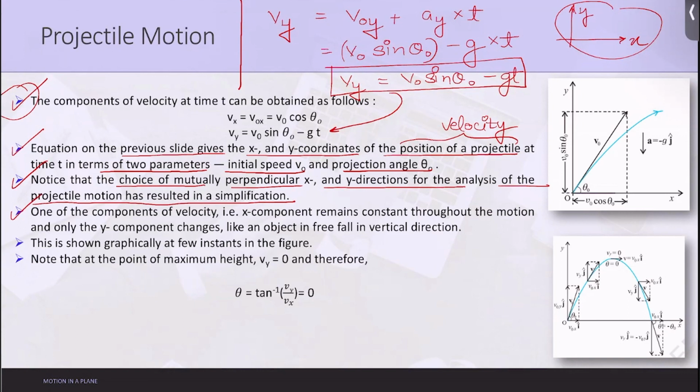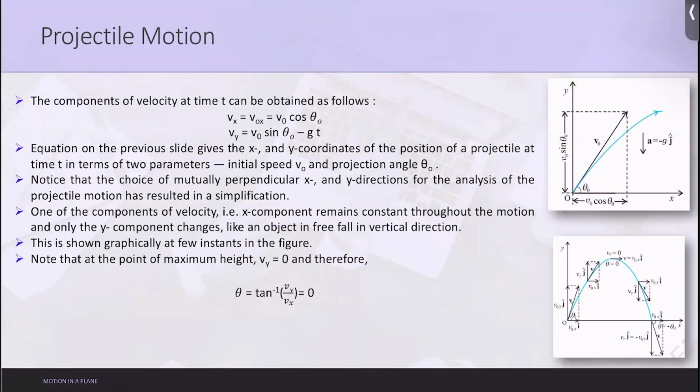One of the components of velocity, the x component, remains constant throughout the motion. If you see vx clearly, it is just v naught cos theta naught. Here v naught is constant and cos theta naught is also constant. Therefore, vx is constant throughout the projectile motion, and only the y component changes. Why does the y component change? As you can see, it is a function of time, like an object in free fall in the vertical direction.